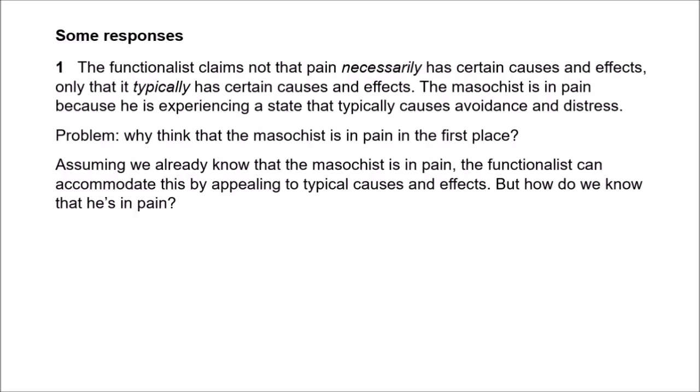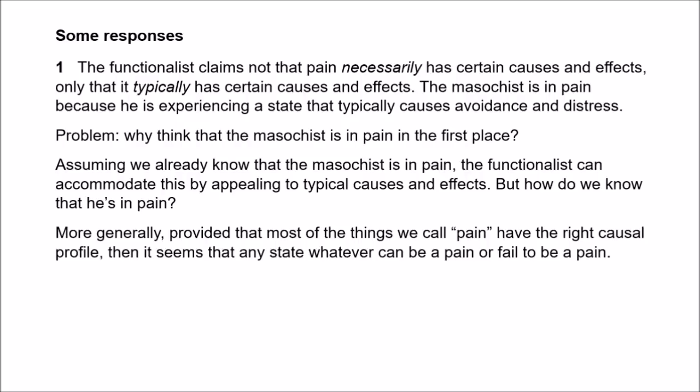But why do we count it as pain in the first place on the functionalist view? And in fact, the same kind of question can now be asked for even standard cases of pains, because once we retreat to defining pain in terms of typical causes and effects, the appeal to causal profile no longer provides a way to demarcate pains from non-pains, provided that most of the things we call pain exhibit the right causal profile. It seems that anything whatsoever could be a pain or could fail to be a pain.